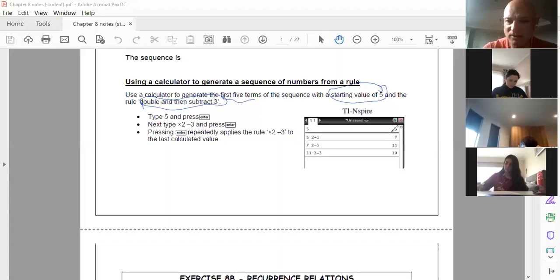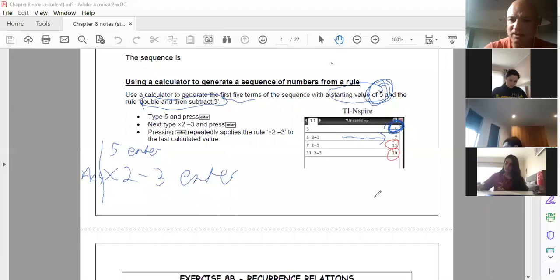But once you press the enter first time, it gives you the answer of 7 now. Okay, 5 times 2, take away 3 gives you 7. Press enter again. You don't need to do anything else, just press enter. And you'll see that pressing enter will give you 11. Press enter again, it'll give you 19. Press enter again, and it'll give you the next one, which will be 35. And keep pressing enter how many times you need to. Any questions on that one?